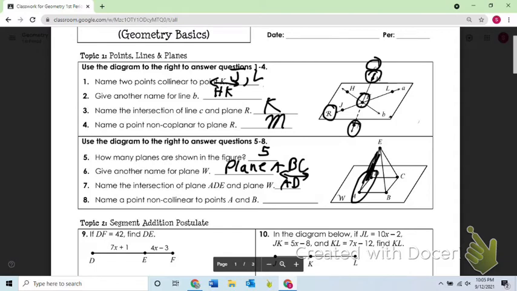And name a point non-collinear to points A and B. So A and B runs right here. Just pick any point. I picked E. Okay, so moving on.